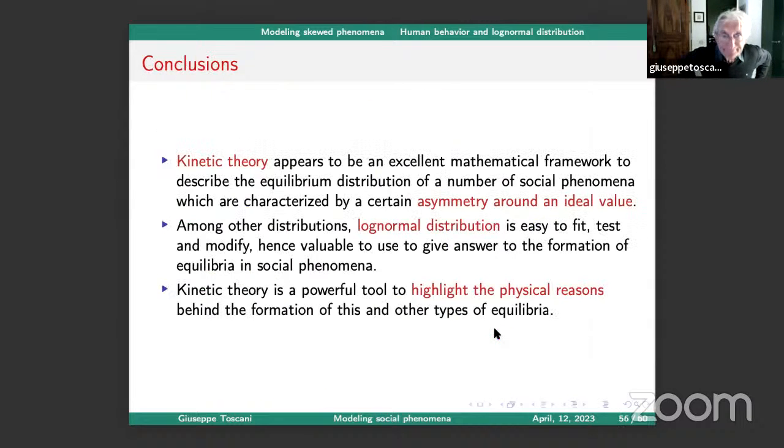To end up, kinetic theory appears to be an excellent mathematical framework to describe the equilibrium distribution of a number of social phenomena, which are characterized by a certain asymmetry around an ideal value. Among others, the log normal distribution is easy to fit, test, and modify, and hence is valuable to give answers on the formation of equilibrium social phenomena. And kinetic theory, I hope I was able to convince you, is a powerful tool to highlight the physical reason behind the formation of these and other types of equilibria.